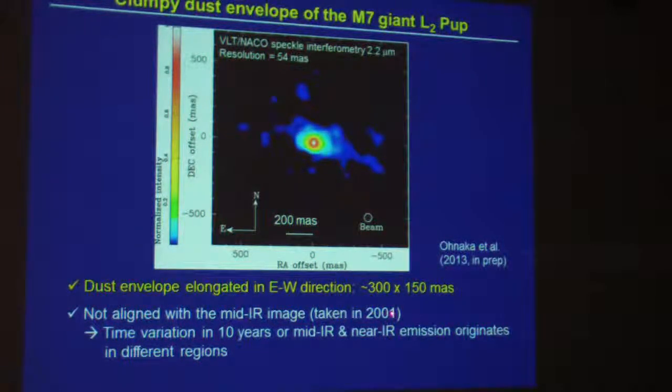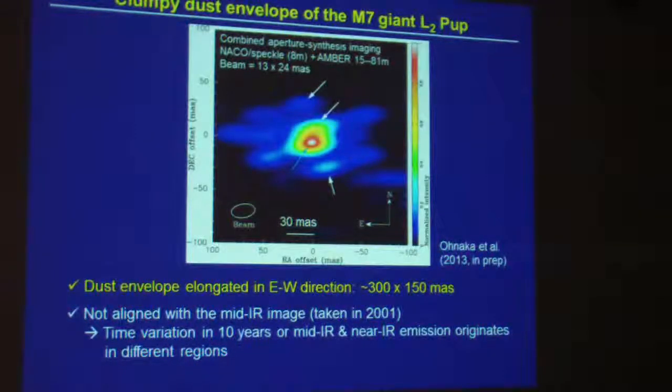But that mid-infrared image was taken in 2001. So one possibility is that the dust morphology has changed in the last 10 years, or the mid-infrared and near-infrared emission may originate from different regions. To differentiate these two possibilities, we need the current mid-infrared image. And now we zoom in to this inner region.